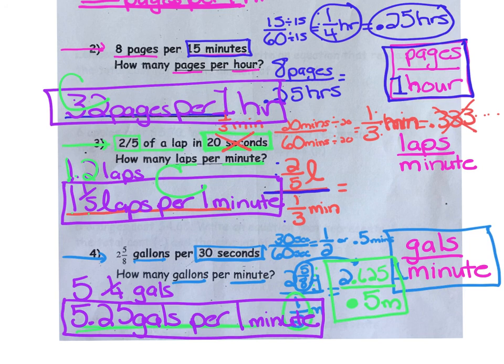And lastly, number 4, 5.25 gallons per minute, or 5 1/4 gallons per minute. Give yourself a C if that's correct. This concludes page 9.